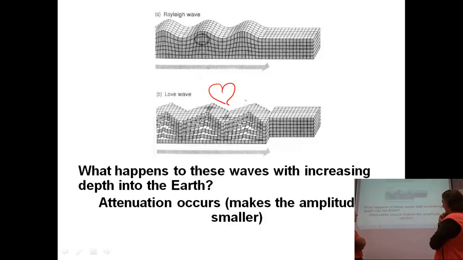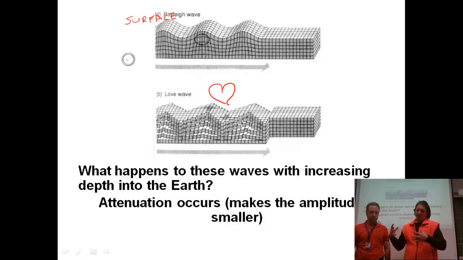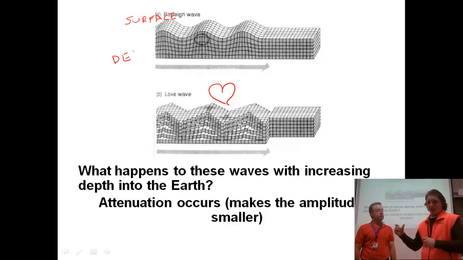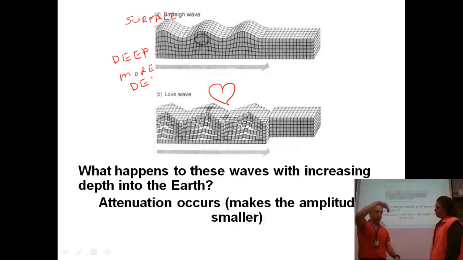All right. What happens to these waves with increasing depth into the Earth? I think we said as they go into the Earth and the material becomes more compact, they would go faster, right? Yeah, because the molecules would be closer together. All the molecules are real close together, so it's easier to transport energy from one molecule to another. The more dense it is, the faster energy can travel through. And also, if it was an easier material, the waves are going to have really high amplitudes.